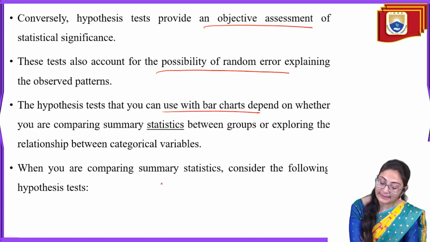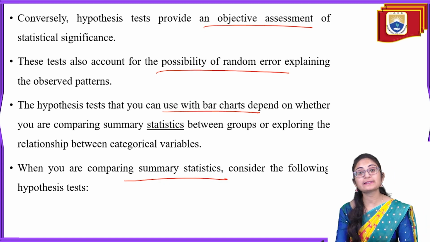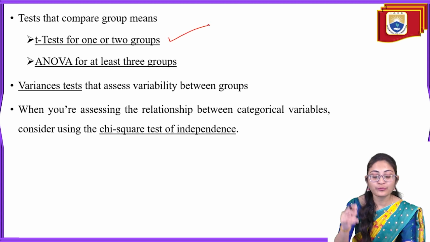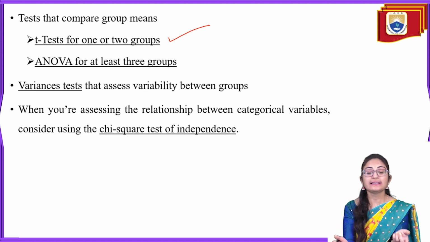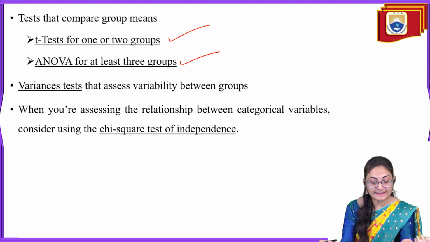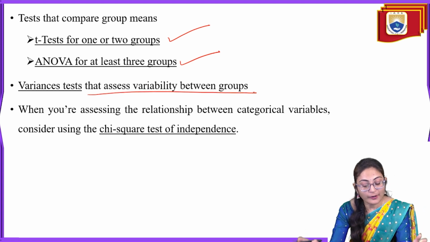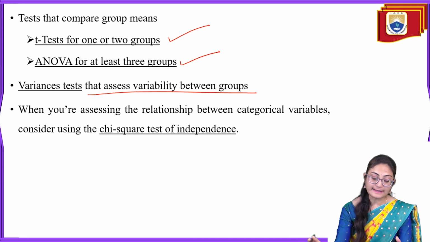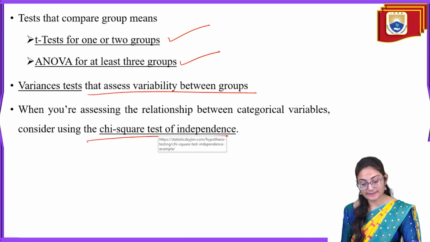When you are comparing summary statistics, you can consider some hypothesis tests: the t-test for one or two groups, the ANOVA test for at least three groups, and the variances test that assesses variability between the groups. When you are assessing the relationship between categorical variables, consider using the chi-square test of independence.